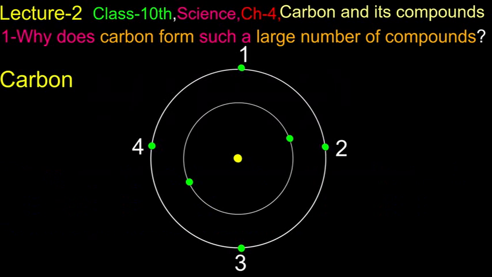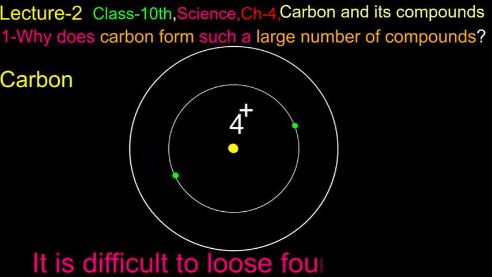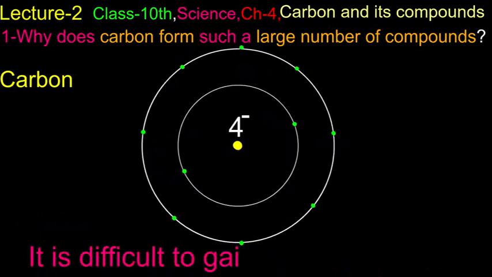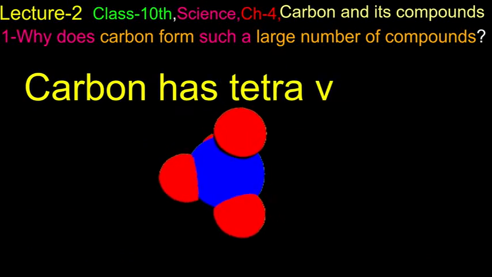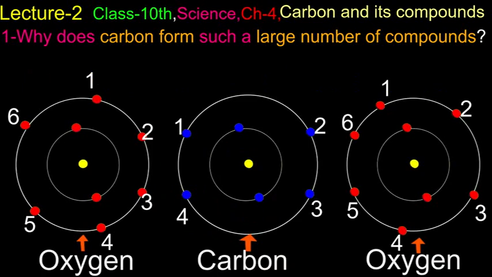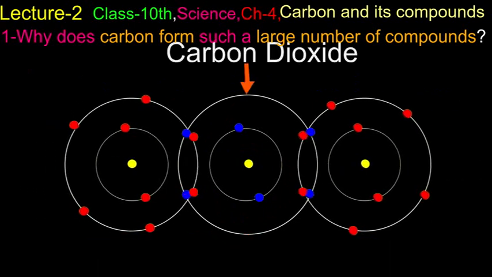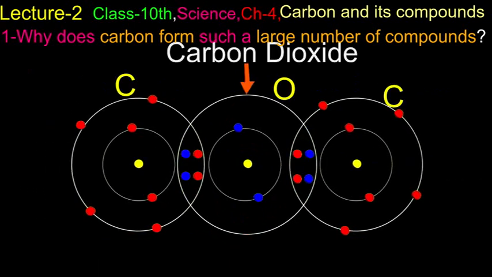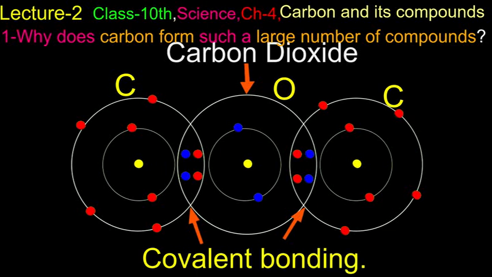Carbon is the smallest atom that has 4 electrons in its outermost or valence cell. It means valence cell is half filled. That makes it very difficult to lose 4 electrons or gain 4 electrons to complete its octet. It means it has tetravalency. That is why it shares 4 electrons with other atoms. This sharing is done with other carbon atoms or atoms of other elements. This type of bonding in which electrons are shared by the combining atoms is called covalent bonding.